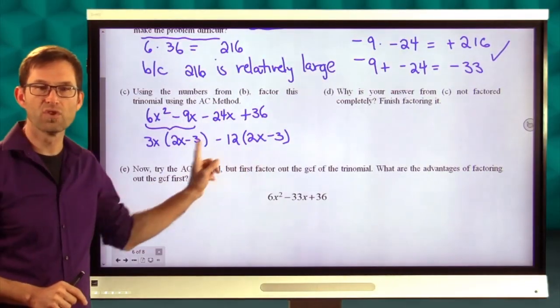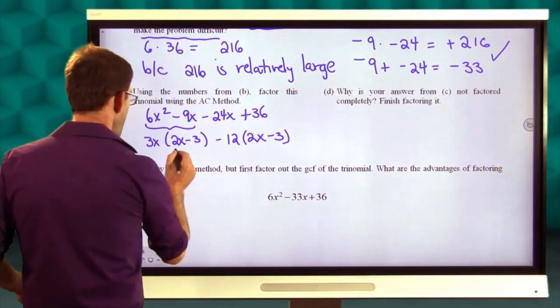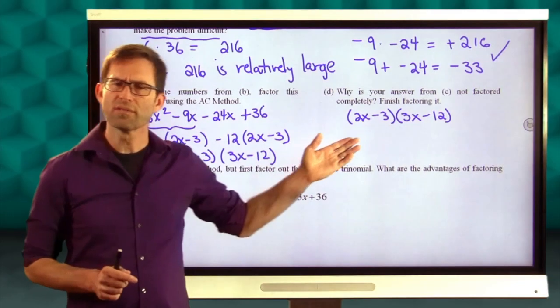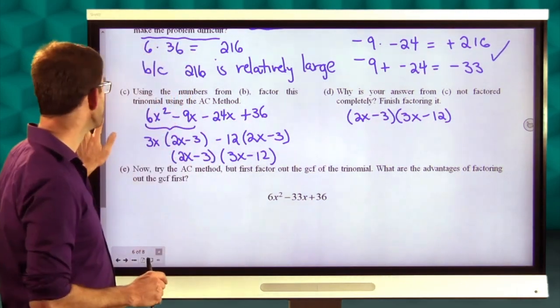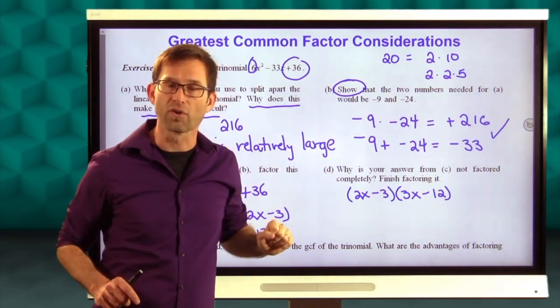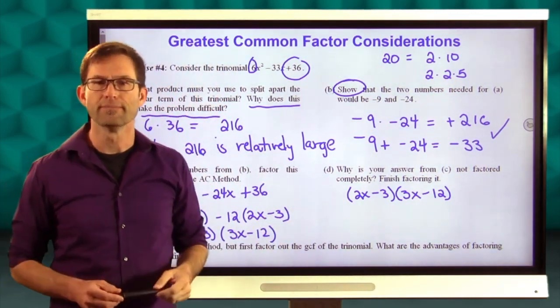Again, I need to have those two binomial factors the same. So that'll leave me with 2x minus 3 times 3x minus 12. Letter D. Why is your answer from letter C, in other words this thing, not factored completely? Finish factoring it. So take a look at this. This is not factored completely, just as 2 times 10 wouldn't be factored completely. Why is this not factored completely?